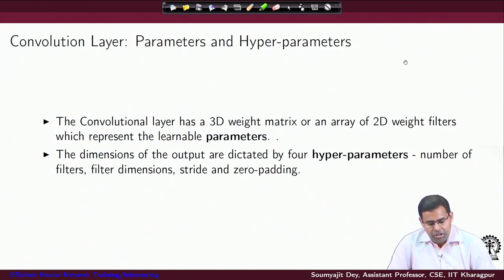And also the dimension of the output is dictated by these 4 hyperparameters, which are the number of filters, the filter dimension, stride and zero padding, right. So essentially, the architecture of the CNN. Again, we will just remember what we mean.